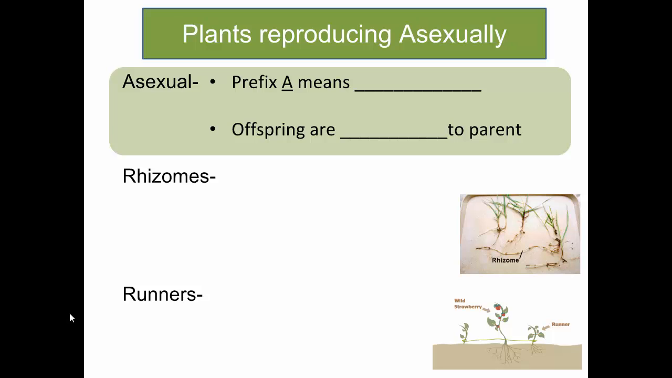But plants can reproduce asexually as well. Okay? Asexual, prefix A means without. And again, we've talked about this many times. Asexual reproduction involves only one parent and produces identical copies. So some plants in nature rely on asexual reproduction as well as sexual reproduction.